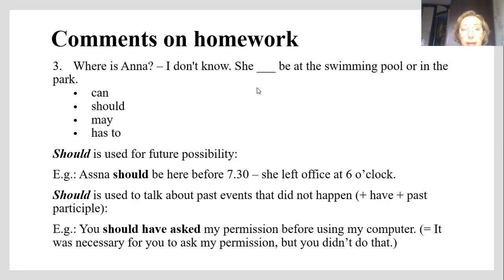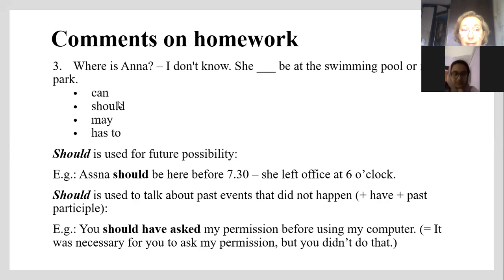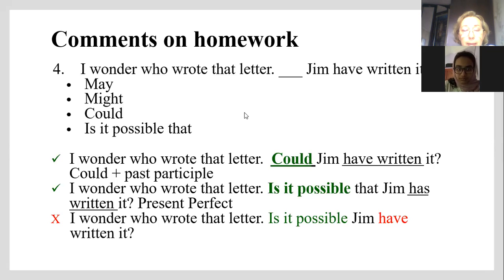That is why it's better to use can, which shows the possibility of the location of the person in different places, and we are not sure about this. Yes, that is why can is better. Well, as for the next statement, it was number 4.